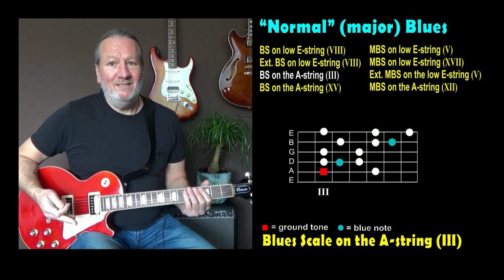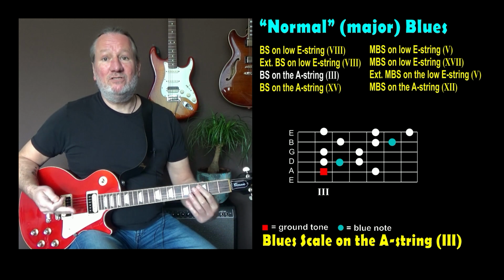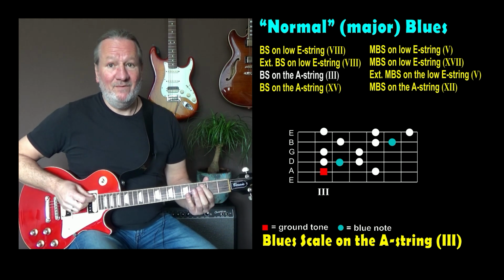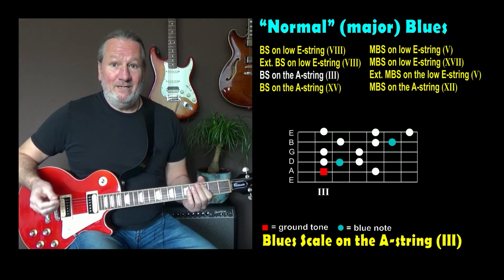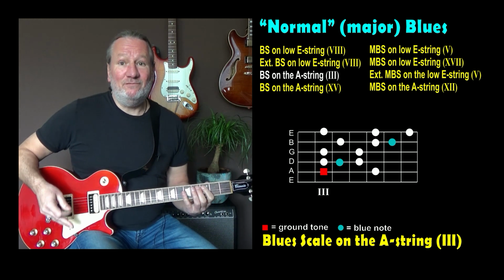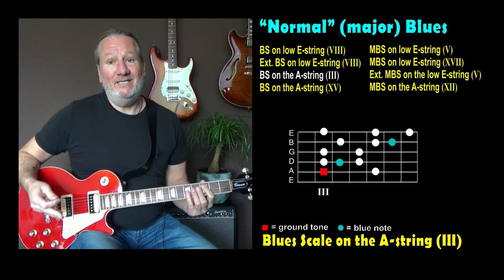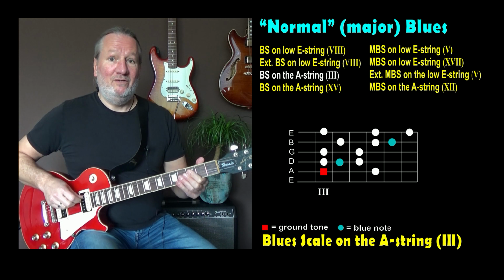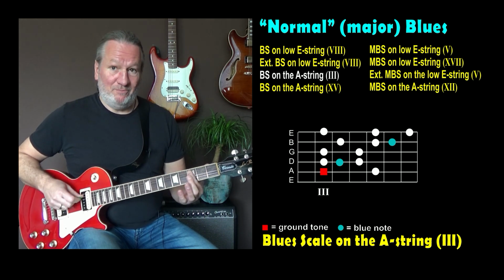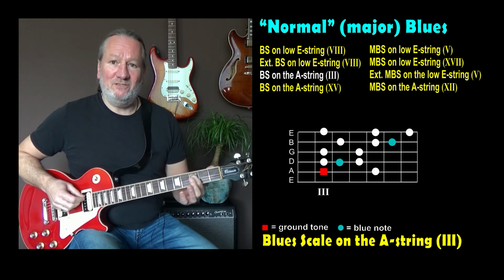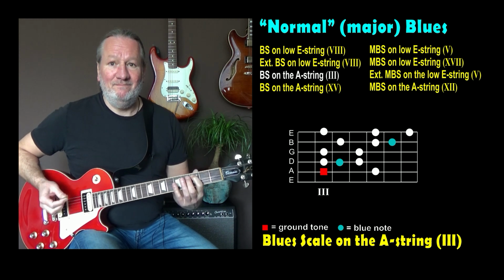Remember this one? This is the blues scale that starts on the A string. To play the blues scale in the key of C starting on the A string, you have to start at the third position. The third position on the A string is the C.